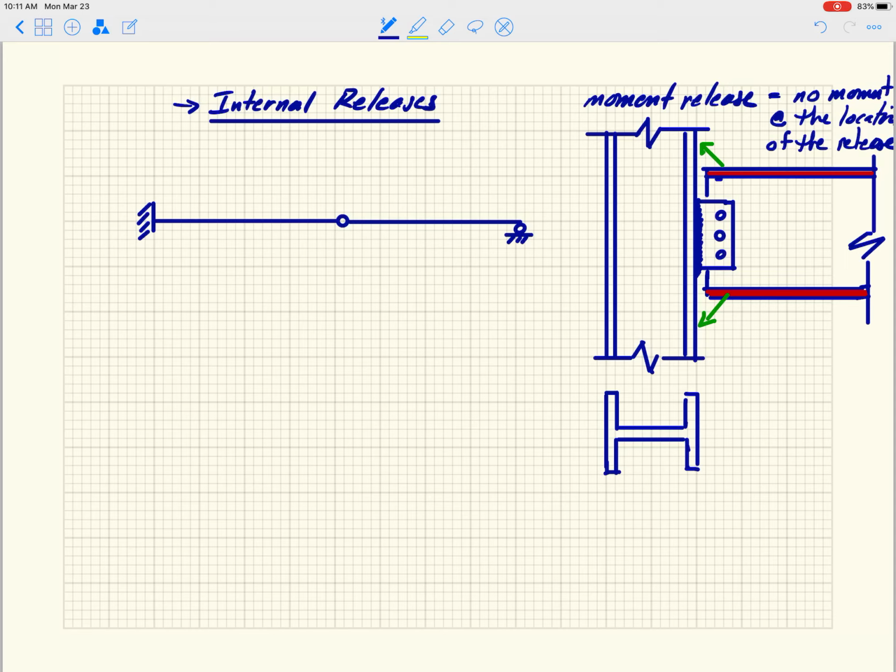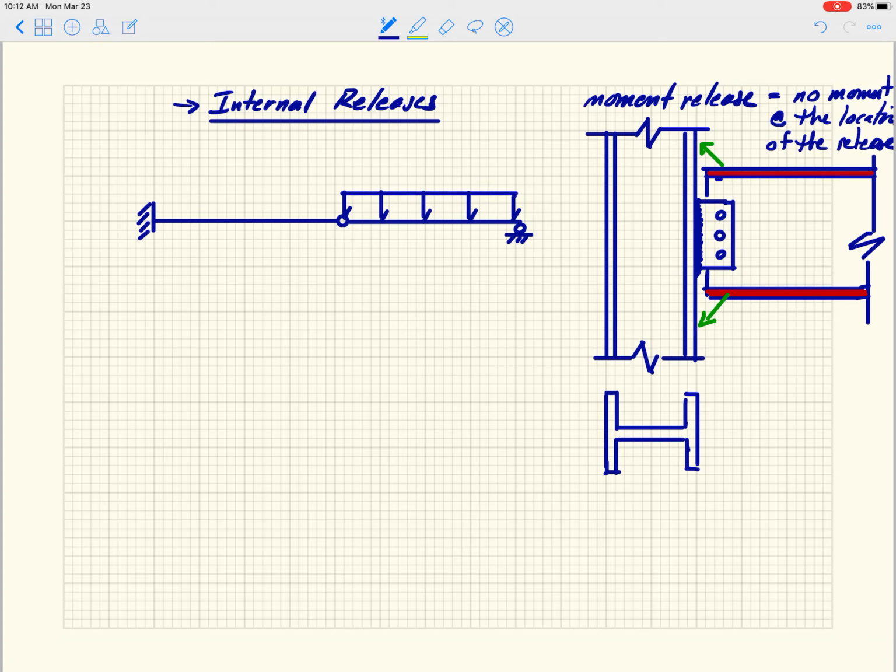So the one common misconception with a moment release is that a lot of people just assume that there's a reaction there, right? There is no reaction at that internal hinge. There's no support there. So there's nothing external to the beam that is stopping that hinge from moving up or down, right?